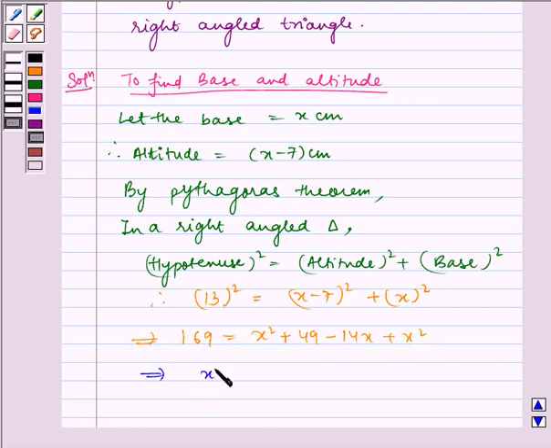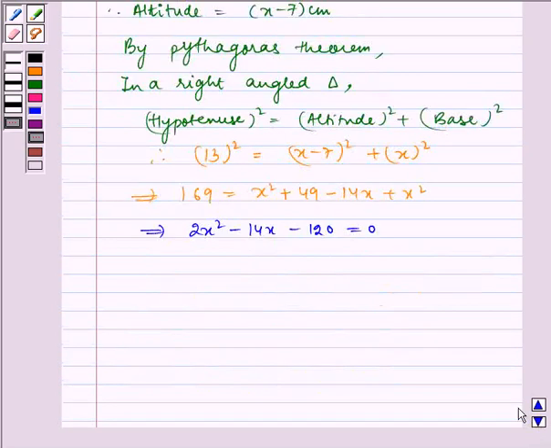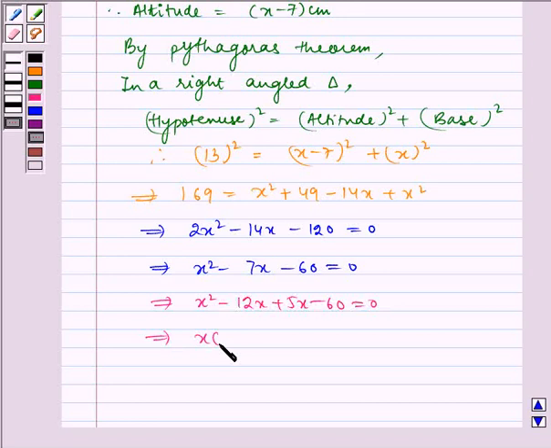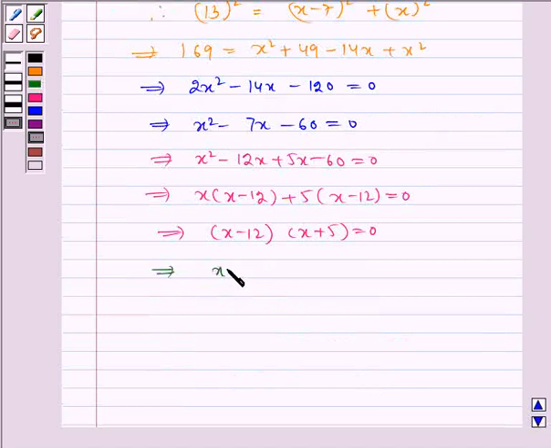which is equal to 2x square minus 14x minus 120 is equal to 0, which implies x square minus 7x minus 60 is equal to 0. Now splitting the middle term, we get x square minus 12x plus 5x minus 60 is equal to 0. Now taking x common, we get x minus 12 plus 5 common, x minus 12 is equal to 0, which implies (x minus 12) into (x plus 5) is equal to 0, which implies x is equal to 12 and x is equal to minus 5.